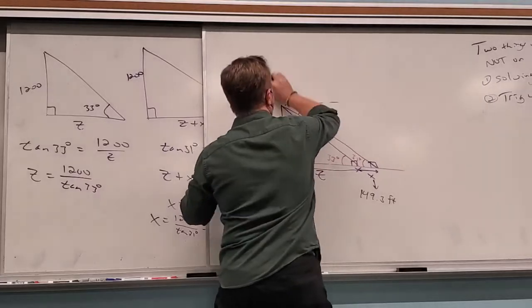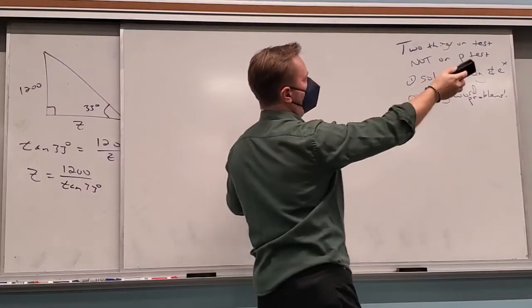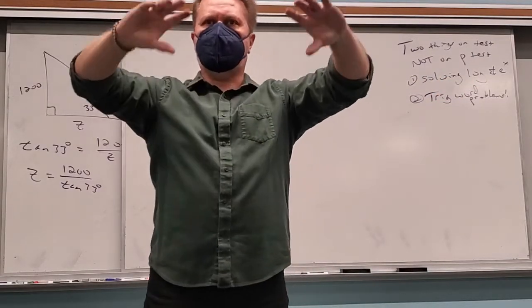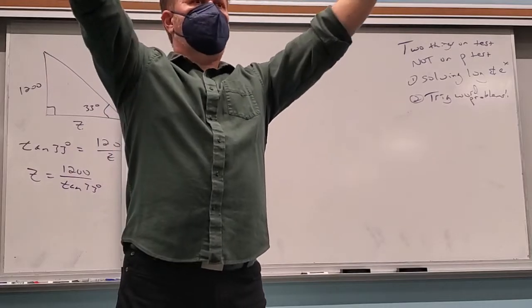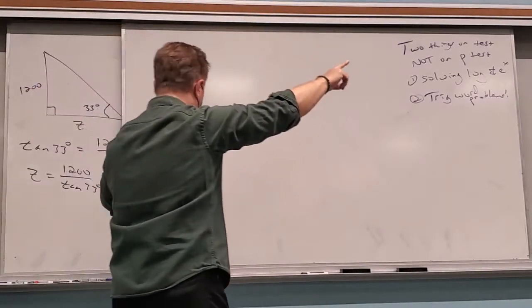So on the actual test, I'm gonna make part A amplitude, part B phase shift. I'm gonna kind of break it down for you. You are gonna have to remember how to find each thing. So we're talking about cosine here.